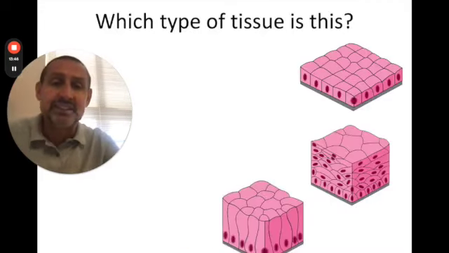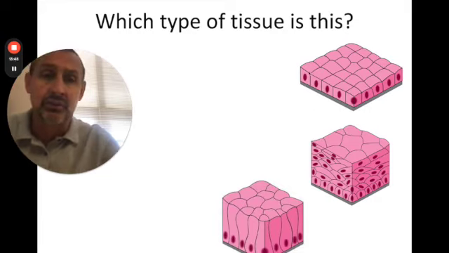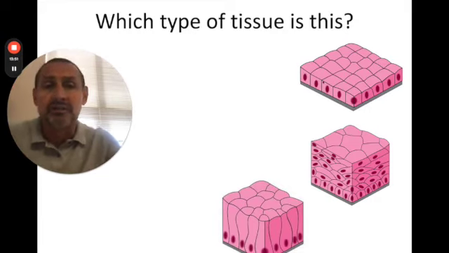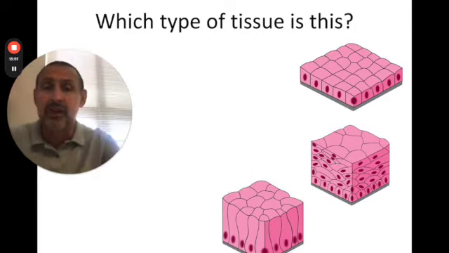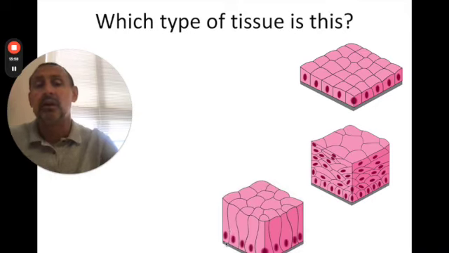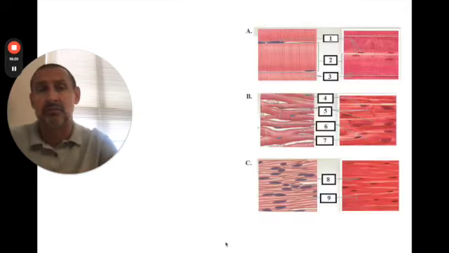So here's a great example of epithelial tissue. Simple because it's one layer, cuboidal because it's cube-shaped. Stratified, squamous means it's squished. Simple, one layer, column-shaped, columnar.